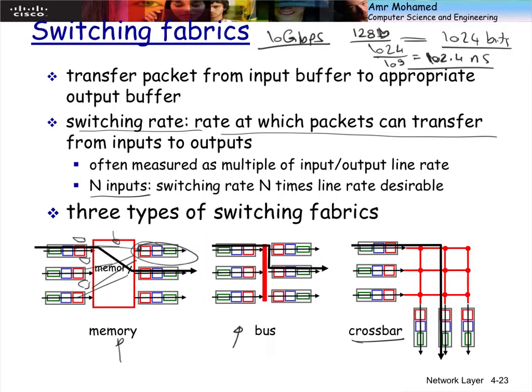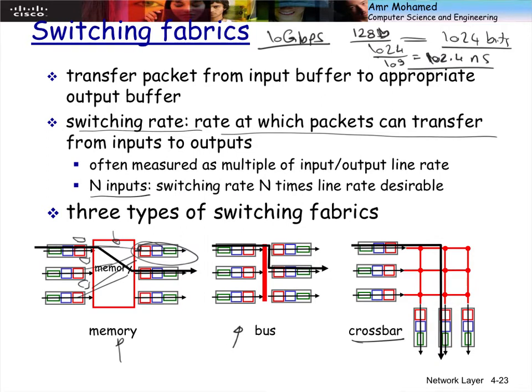So what are the major architectures in the case of switch fabric? We have the shared memory architecture, we have the bus architecture, and we have the crossbar architecture. So we'll talk about each of these and the pros and cons of each one.